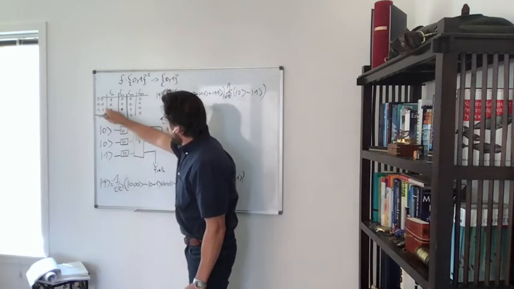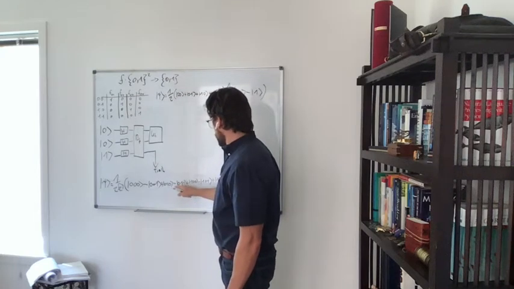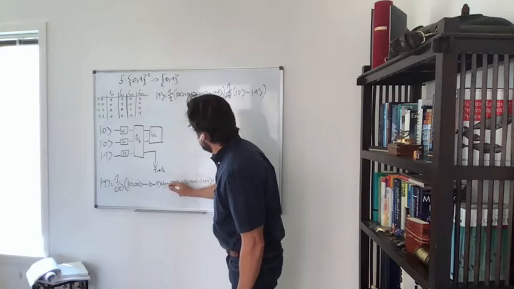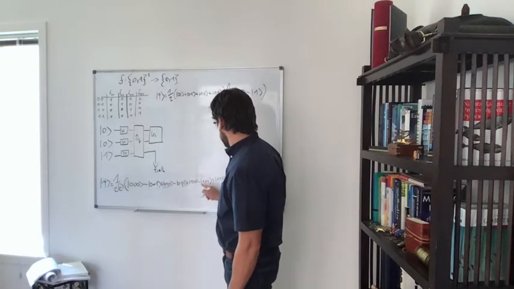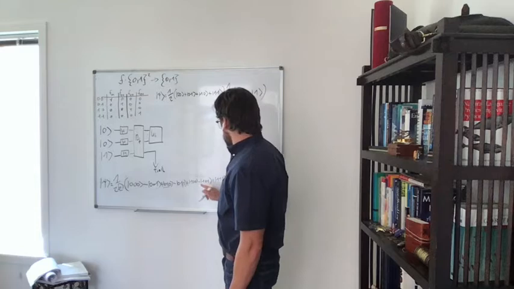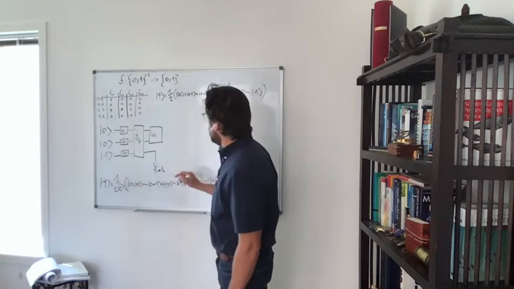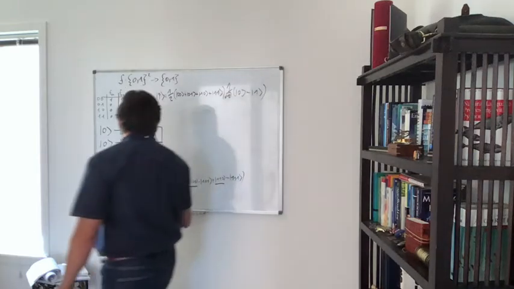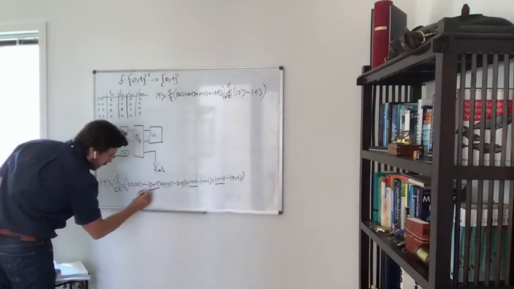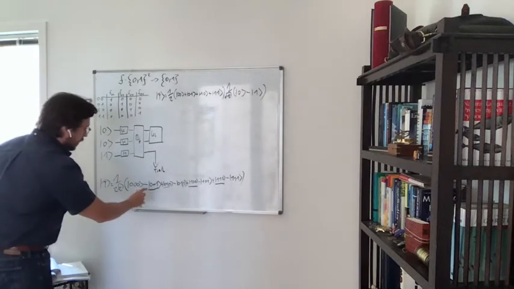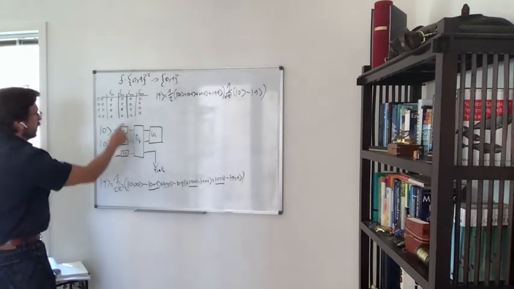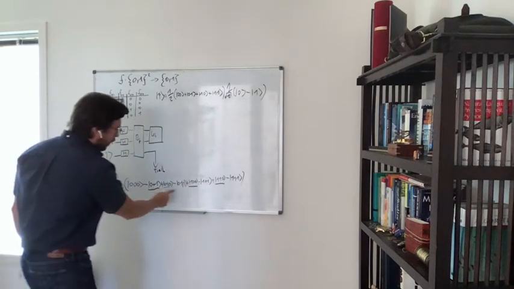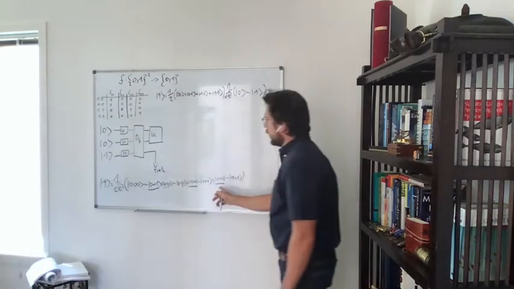For the input 0, 1, we would get that one here. For the input 1, 0, we would get that one here. And for the input 1, 1, we would get that one here. So one thing that I want you to notice here is the relative phase. The relative phase for the result where we get 1 is negative. For all the others, it's positive.